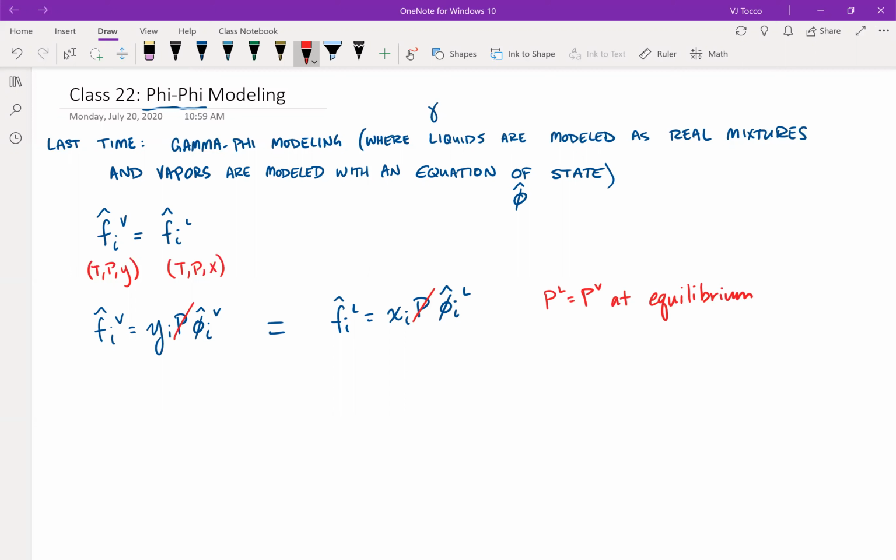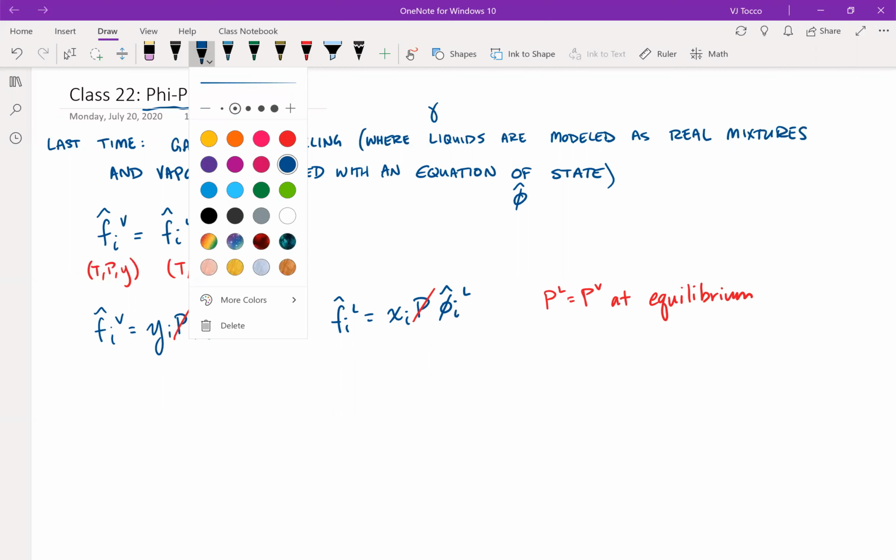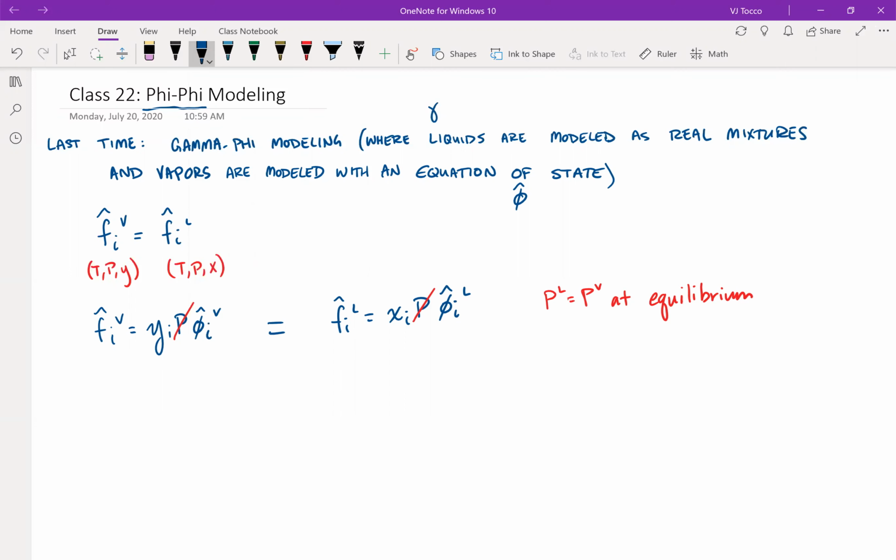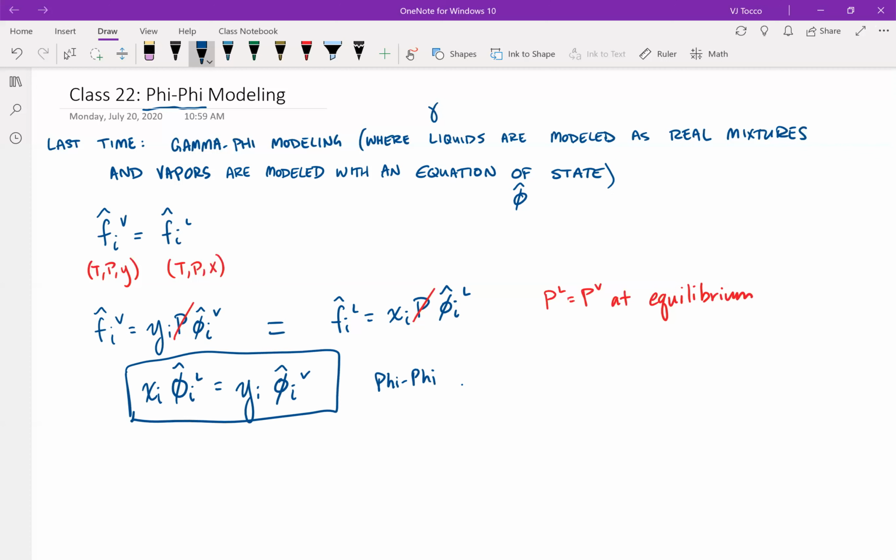So pressure's gone, and we are left with the phi-phi model, which is deceptively simple: x_i phi_i hat^L is equal to y_i phi_i hat^V. So this is the phi-phi model. And the crux of this model is obtaining the mixture fugacity coefficients for the liquid and vapor phases by using an equation of state.